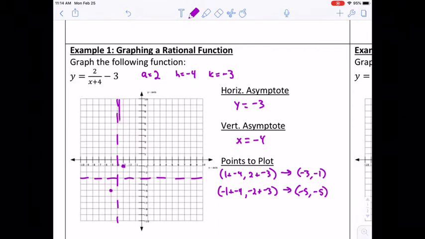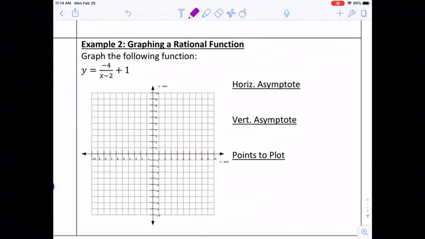And then all you have to do is draw your curves, making sure they do not cross the asymptote, either one of them, vertical or horizontal. And you've graphed yourself your first function. Okay, so let's go to example 2.